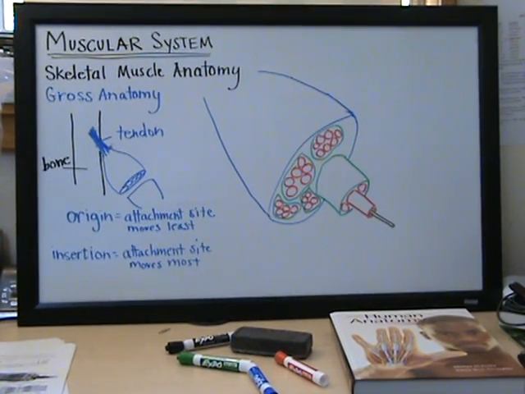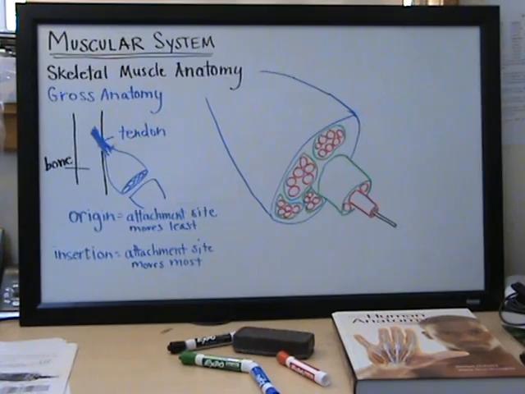Let's go ahead and move on to the muscular system, and specifically we'll talk about skeletal muscle. Now recall earlier we discussed the three different types of muscles when we talked about tissues. Muscle tissue: there's cardiac muscle, there's smooth muscle, and skeletal muscle. So we're going to focus on the skeletal muscle today. Let's take a look at the gross anatomy or the macroscopic anatomy.